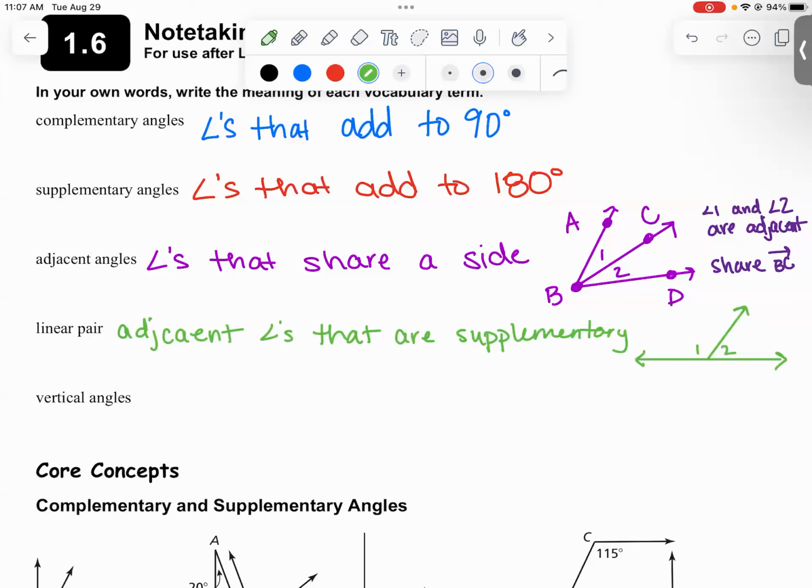In this green picture, angles 1 and 2 are a linear pair. They're adjacent and supplementary. I know they're supplementary because we have a straight line. We have a straight angle in there.